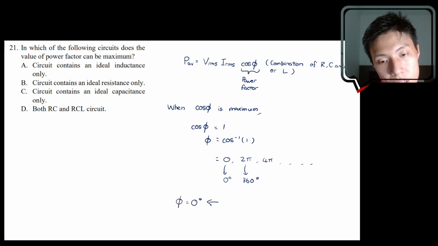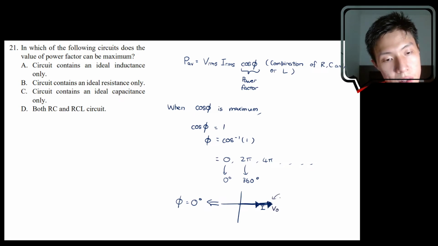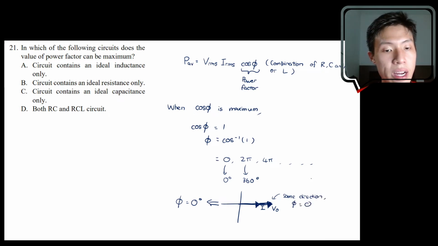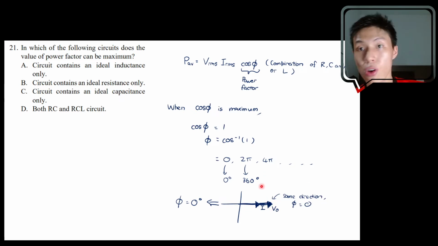So phi equals 0 degrees can appear in the phasor diagram if your current is pointing in this direction and you want your phase angle to be 0, then that means your voltage phasor will have to be in the same direction. Then only the phi will be equal to 0. But if that is the case, then what kind of situation will give you I and V aligned? Well, it's a pure R circuit that gives you this kind of phasor diagram. So it's a circuit that contains an ideal resistance only.